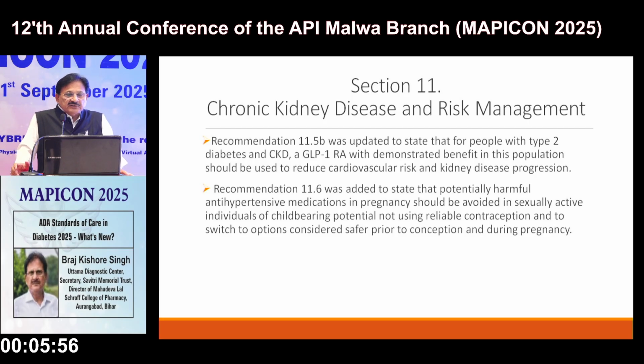This recommendation 11.6 was added to state that potentially harmful antihypertensive medication in pregnancy should be avoided in sexually active individuals of childbearing potential not using reliable contraception, or to switch to the option considered safer prior to conception and during pregnancy. So in pregnancy, or if the patient is of childbearing age, you use the safer drug so that if an accidental pregnancy happens, the complication could be avoided.